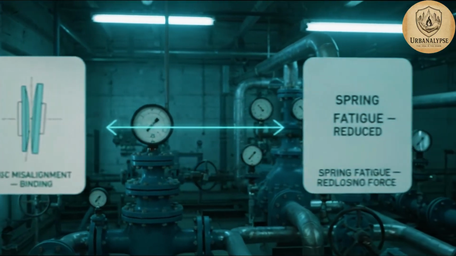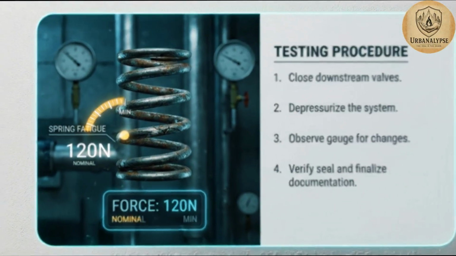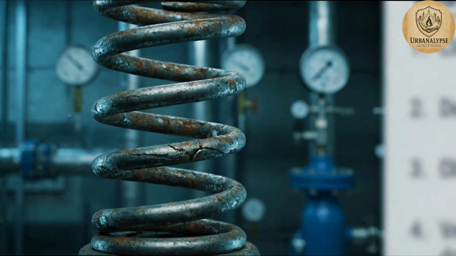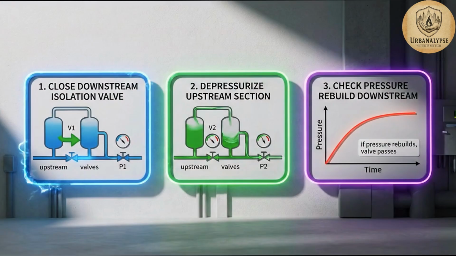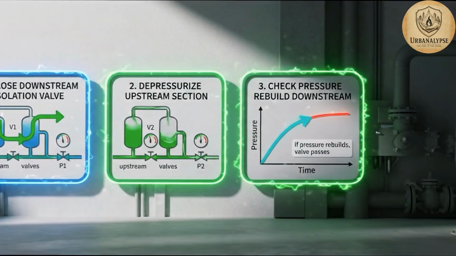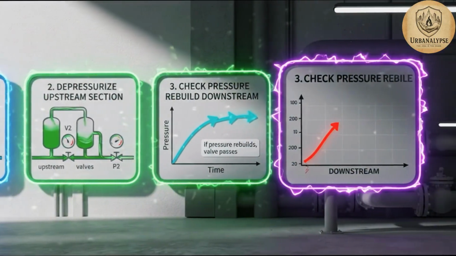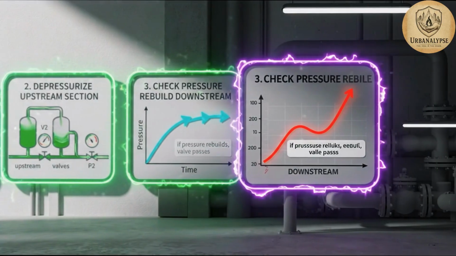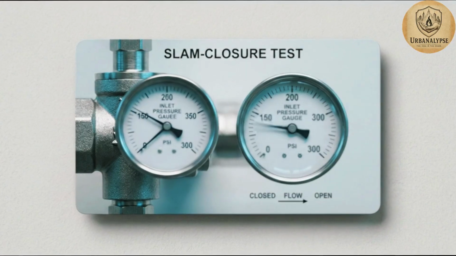Root causes: sediment on the seat prevents full closure, producing leak by. Misalignment causes the disc to bind. Spring fatigue reduces closing force below back pressure requirements. Testing is direct. Close the downstream isolation valve, depressurize the upstream section, and check whether pressure rebuilds from the downstream side. If it does, the valve is passing.